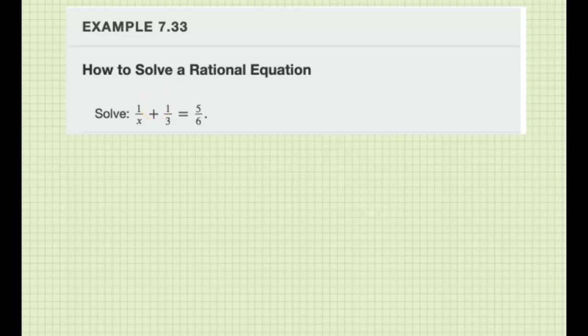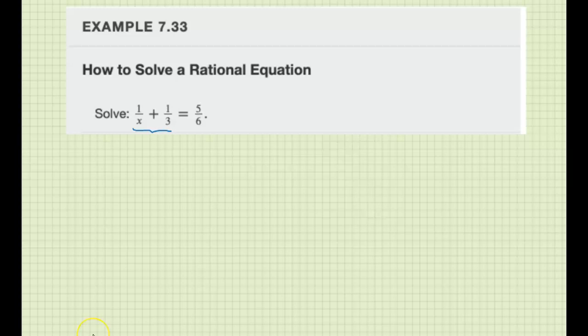Alright everyone, so let's look at this section. We are solving rational equations. Here we need to solve 1 over x plus 1 over 3 equals 5 over 6. What we're going to do is combine terms on this side. Basically, the goal is to end up with one fraction on one side equals a fraction on the other, and then we're going to get rid of the fraction. We're going to cross multiply.